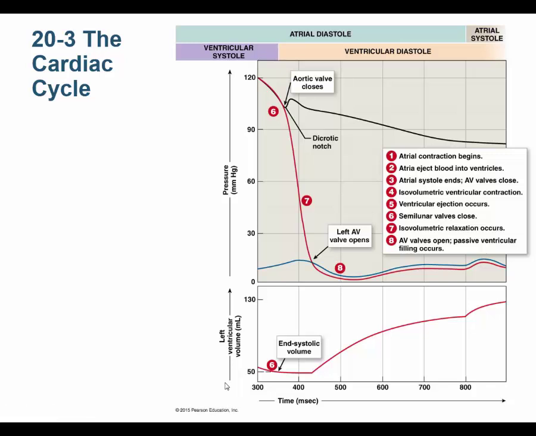Now what's happening is this. I pumped blood into my aorta and pressure in my aorta went up, and there's no more blood left in my left ventricle, or very little anyway. So the pressure in my aorta is greater than the pressure in my left ventricle. And when that happens, my aortic semilunar valve closes.